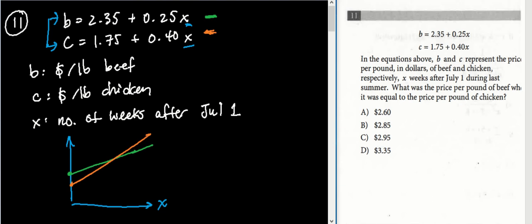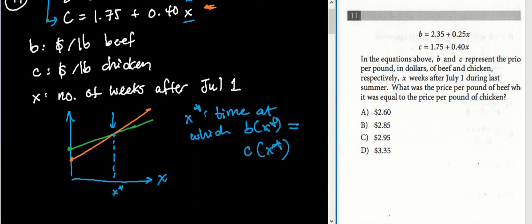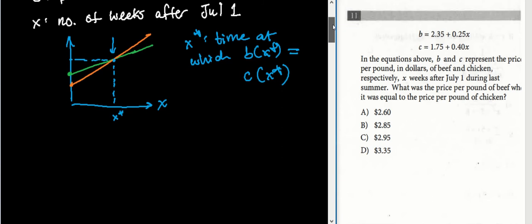And what we need to do is actually find this point, right? So we'll call this point x star. And x star represents the time at which the price of beef, so B of x star, is equal to the price of chicken, so that's C of x star. And once we find x star, we actually have to go back and find the value of our functions. So let's go ahead and do that, right?